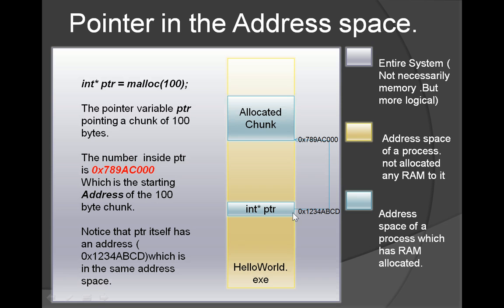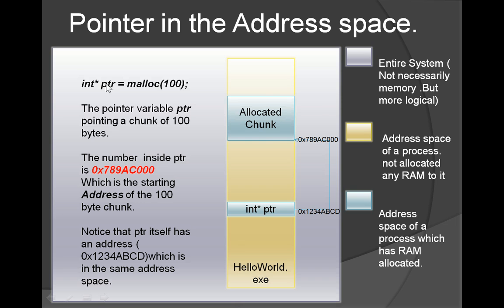Even ptr has an address, 0x1234ABCD. That is the address of ptr, which is not very relevant to us. So ptr is a variable of size 32 bit and it contains this particular value. This particular value is pointing to an allocated chunk of memory. The allocation is done using malloc, and that is 100 bytes actually. That is what malloc does. It allocates a memory region inside the address space. So all the allocation, including the ptr as well as the malloc, is inside the address space. Very important point.